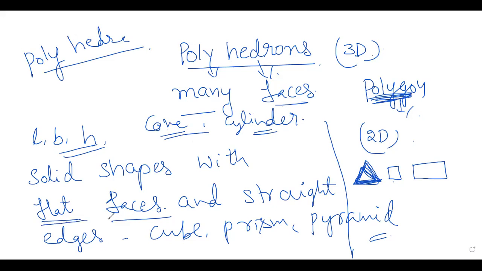Polyhedrons are made of flat faces. Understand, children? Polyhedrons are made of flat faces. But cone and cylinder have curved faces, right? So that's why they are not polyhedrons. I think all of you understood about polyhedrons, right? Flat. Sorry. Flat faces and straight edges. Edges is nothing but sides.